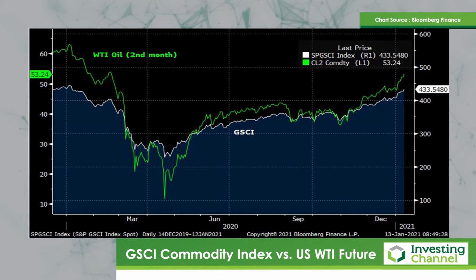Move higher in oil is perhaps one trend which we need to keep a close eye on, because it could feed into more inflation, which would mean perhaps a reassessment of central bank rates at some stage.